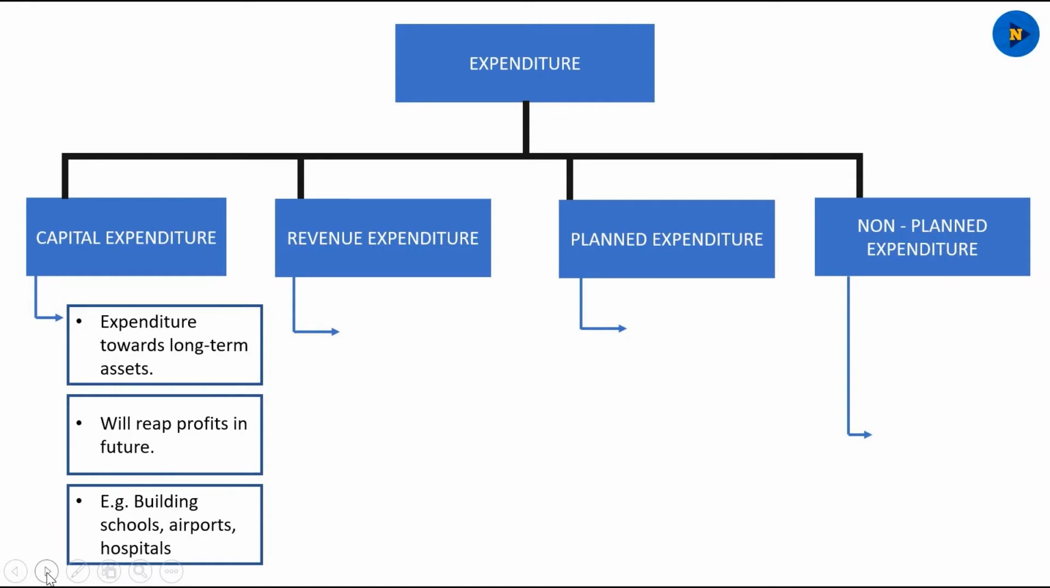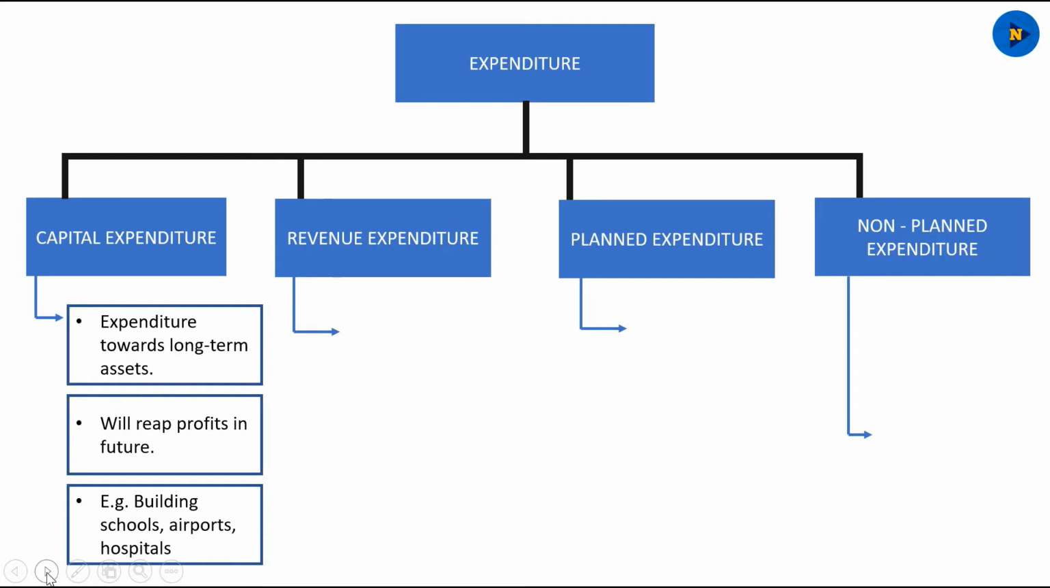So, for example, if we think about it from a household perspective, capital expenditure would be the parents spending money on the children by providing them with quality food, quality water, quality shelter, quality education, and quality healthcare to the best of their ability. And the reason they're spending this money is they're hoping that this expenditure will reap profits in the future. And this expenditure will enable the children to be successful in the future.